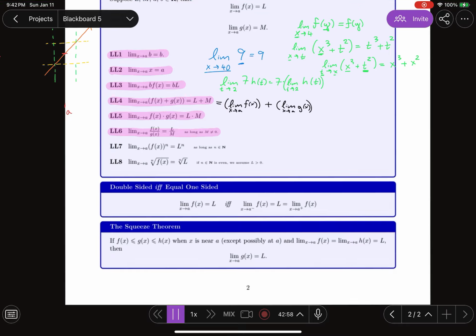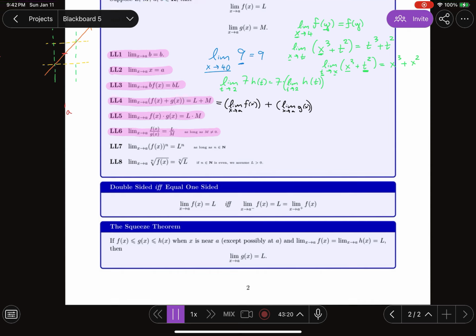And we happen to know that the limit of f of x is equal to L. In other words, this f is approaching L when x gets close to a. And also the limit of h of x is equal to L. In other words, h of x is getting close to L as x gets close to a. But g of x is always crushed between these two guys.